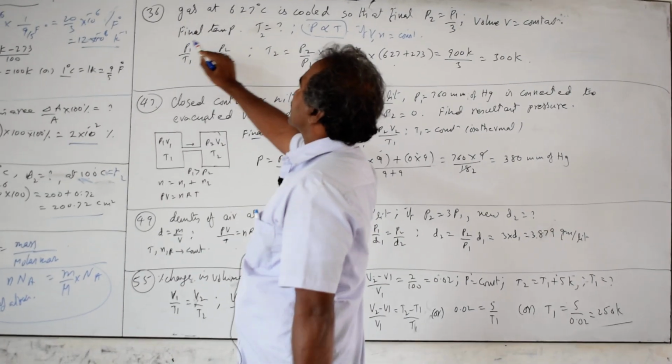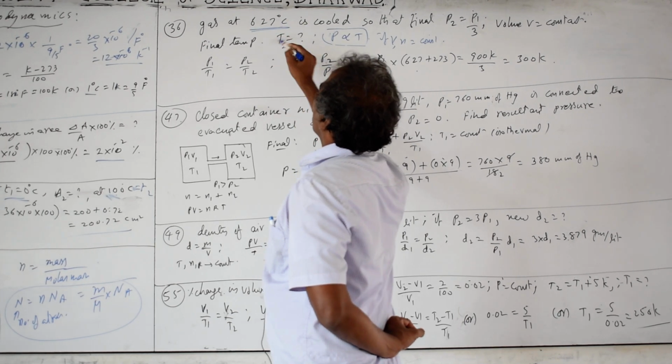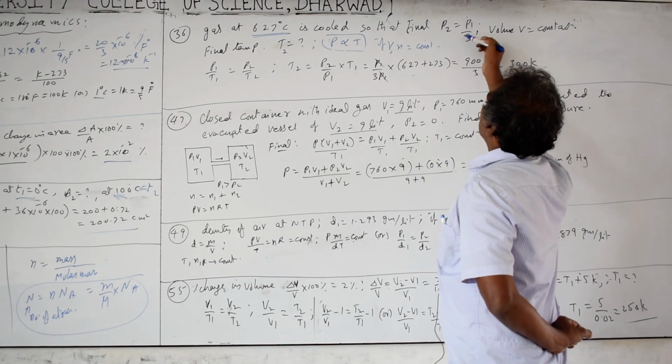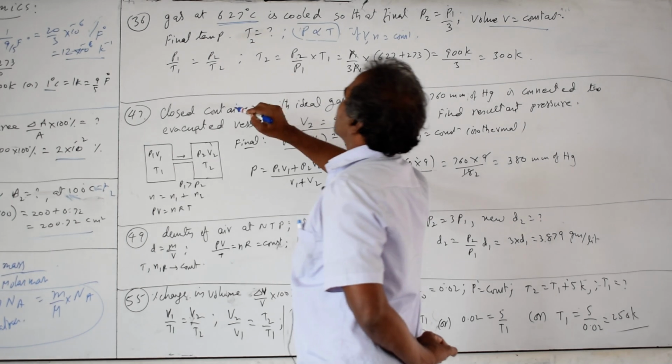Next, question number 36. A gas at 627 degrees centigrade, which you convert to the Kelvin scale, is cooled so that the final pressure is 1/3 of the initial pressure. Volume is kept constant here. The final temperature is how much?